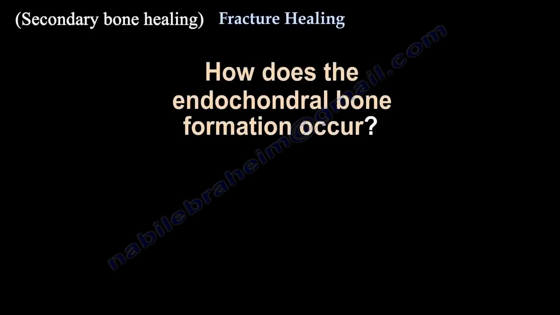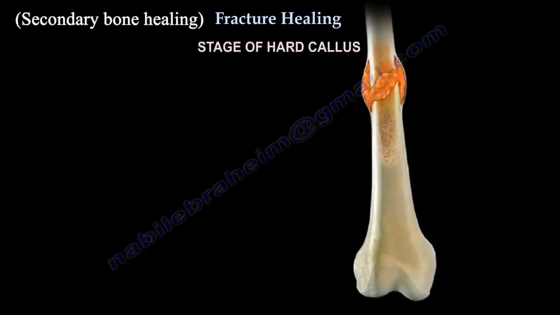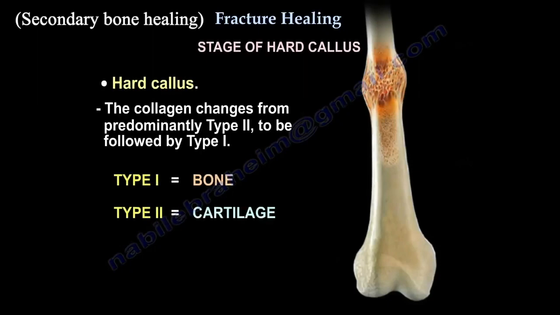How does endochondral bone formation occur? The chondrocytes proliferate, then hypertrophy, then you get matrix mineralization. The chondrocytes die, and then you get vascular invasion, ossification, and remodeling to lamellar bone. After the soft callus, you get the hard callus. The collagen changes from predominantly type 2 to type 1. Type 1 is bone, type 2 is cartilage.